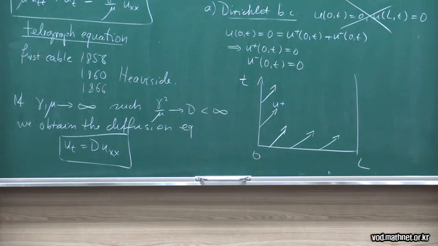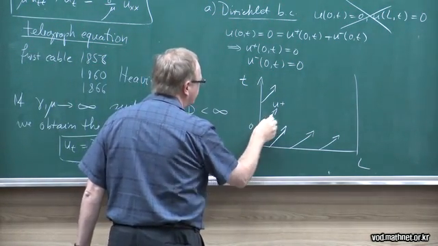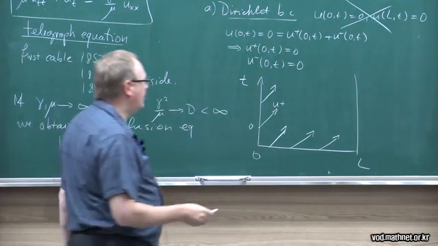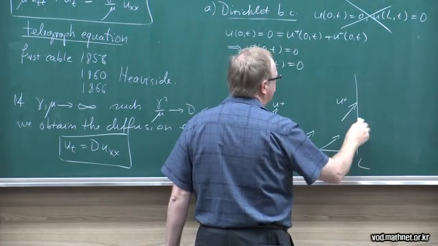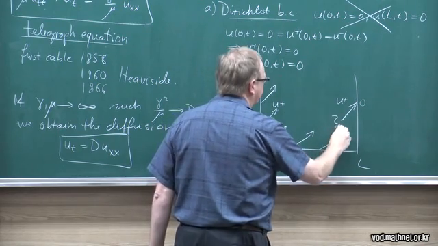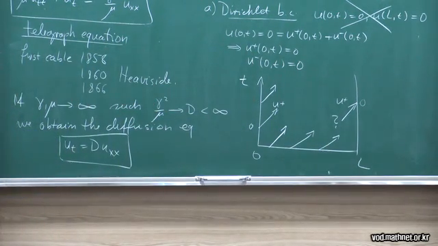Where the characteristics are pointing into the domain, I can give boundary conditions. I can say my solution is 0 here, and then the 0 is transported inside. Perfectly fine. However, I cannot do the same on this side. The characteristic for u plus goes like this, and I cannot say this is 0, because maybe there was a different value here, which is transported to this boundary. So I can only give boundary conditions on the inward pointing characteristics.